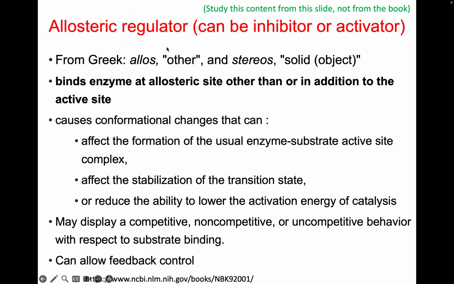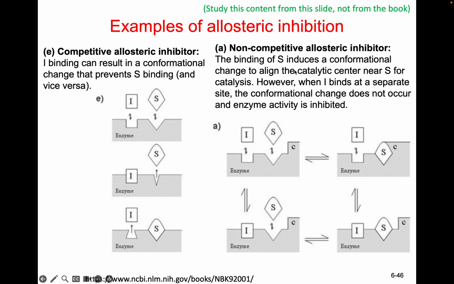Because they don't bind to the active site, you start thinking, okay, but can they stop the enzyme from doing its work? Well, they cause a conformational change in the enzyme that prevents it from doing the work. This conformational change can affect the enzyme substrate active site complex, which we've spoken about. It can affect the stabilization of the transition states, and it can also reduce the ability to lower the activation energy of catalysis, which we'll talk about. So these are allosteric inhibition.